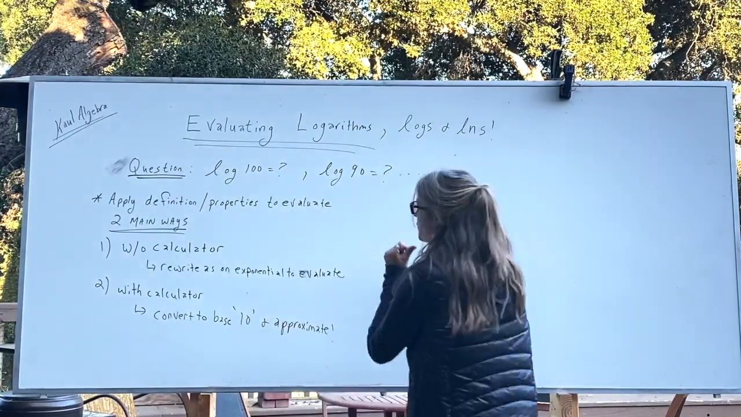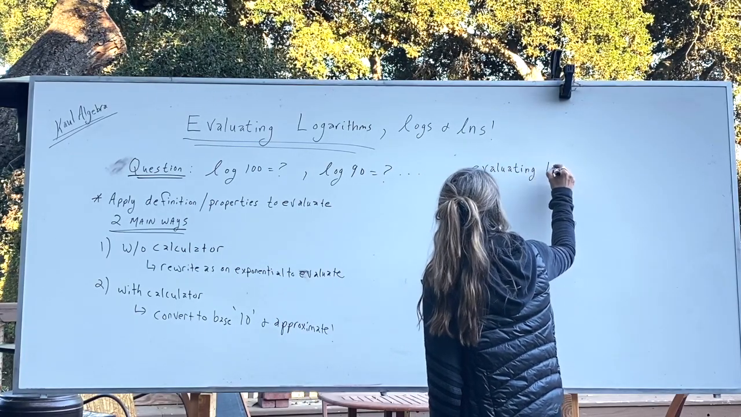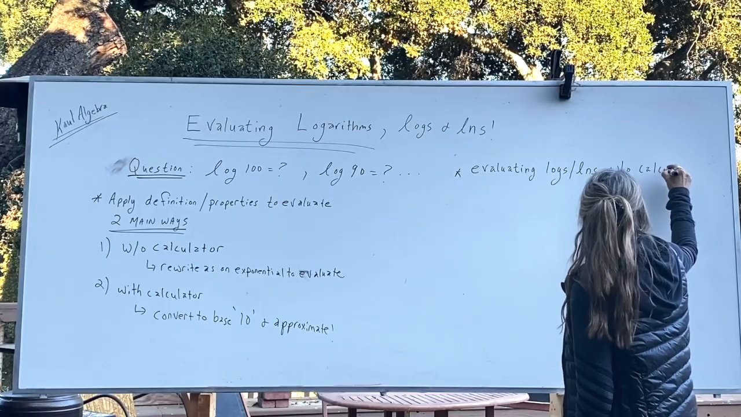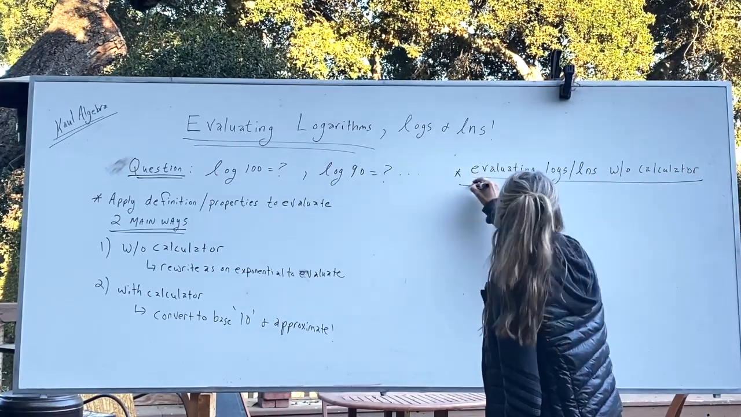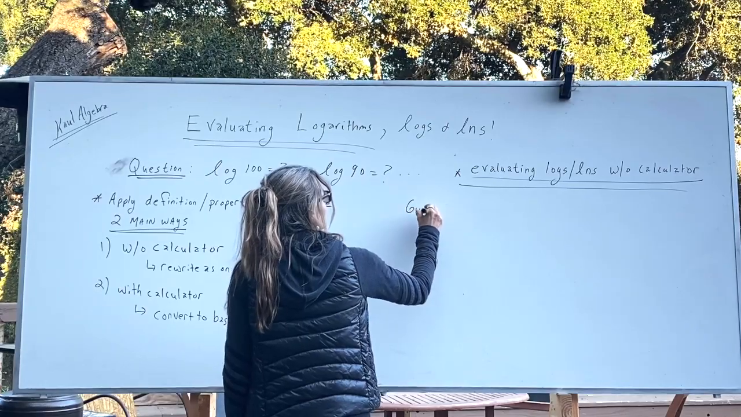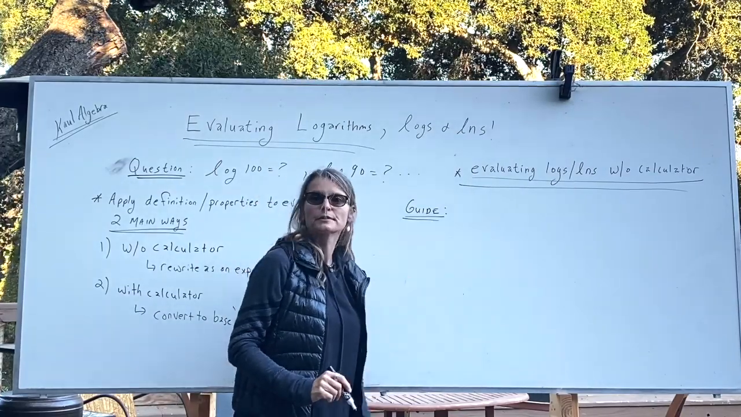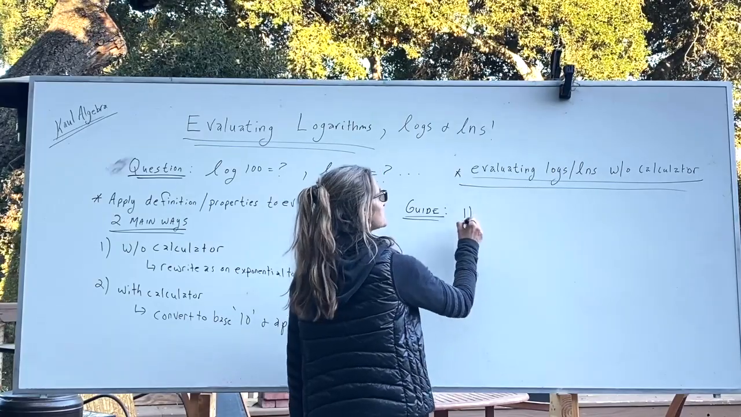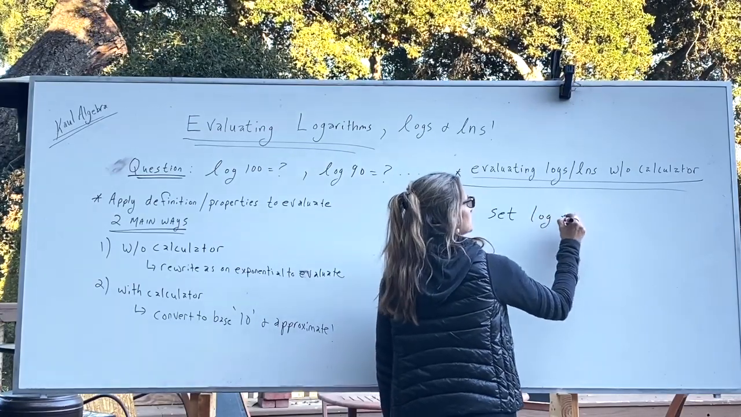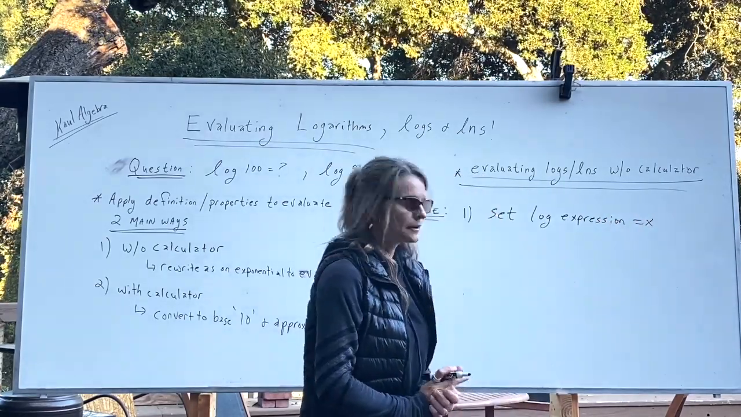So let's start with the outline on number 1, evaluating logs, or ln if it's a natural log, without a calculator. The idea is we're going to set up some steps as a guide. These steps I'll outline are helpful, and of course other textbooks and instructors have similar guidelines. Number 1, we want to set the log expression equal to x.